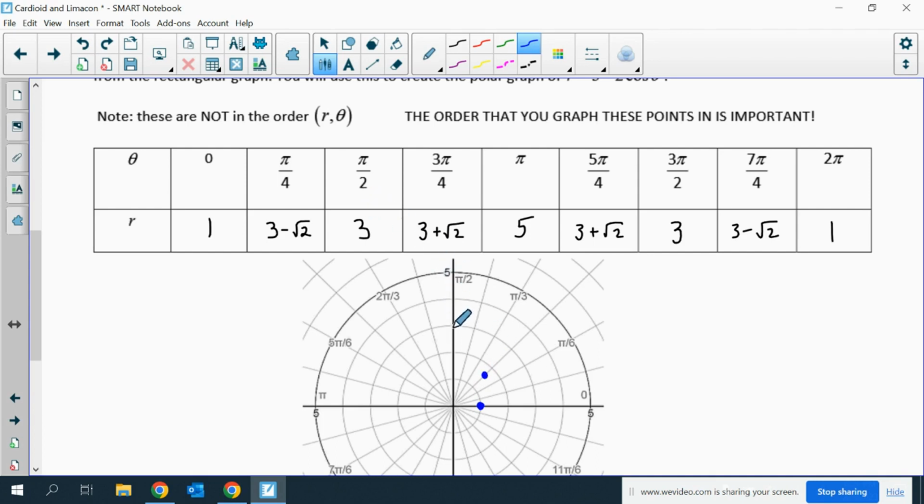Pi halves, we're at 3. 3 pi fourths, we're at somewhere around 4.4. Pi, 5, so again, 5 comma pi. That's terrible handwriting. Well, that's actually not my fault. That's the tablet's fault.